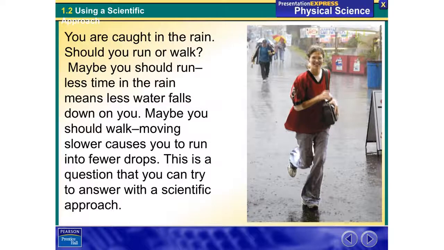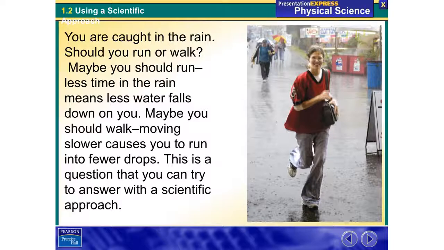1.2, using a scientific approach. You're caught in the rain. Should you run or walk? Maybe you should run. Less time in the rain means less water falls down on you. Or maybe you should walk. Moving slower causes you to run into fewer drops. This is a question that you can try to answer with a scientific approach.